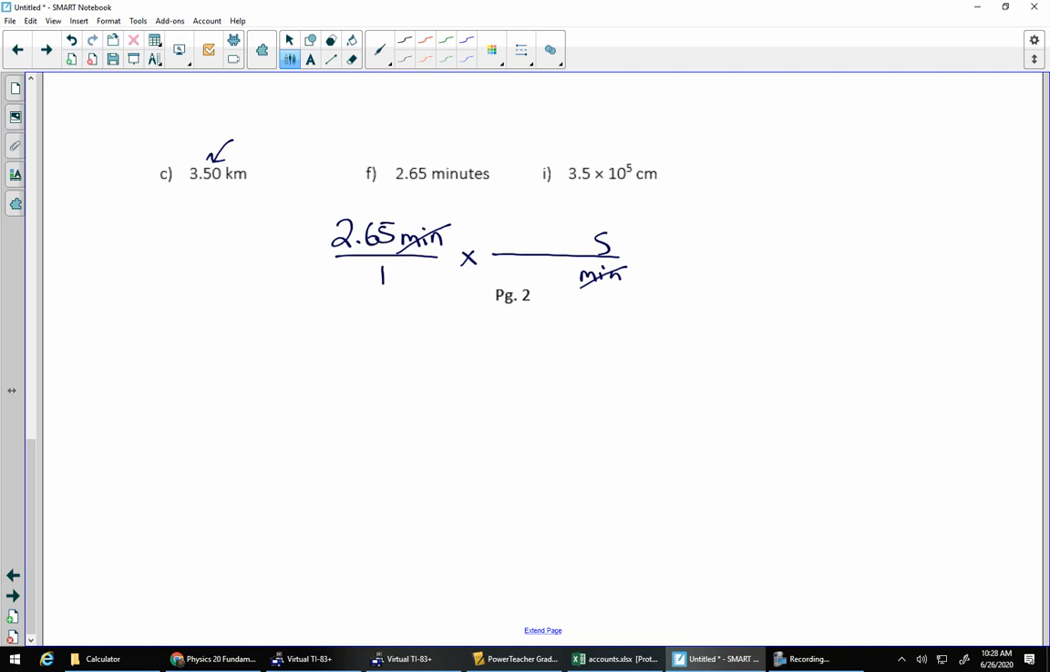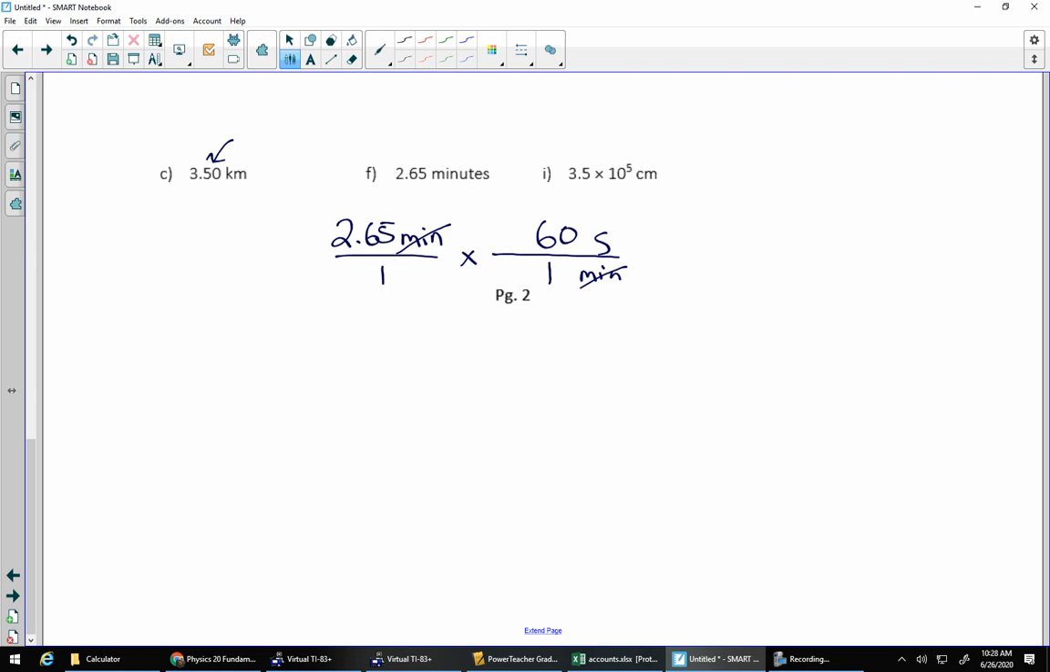Bumping my headset a little bit there. So now we just have to think, how many seconds are in a minute? Well, 1 minute is equal to 60 seconds. So the 1 has to go with the minute, and the 60 has to go with the seconds.